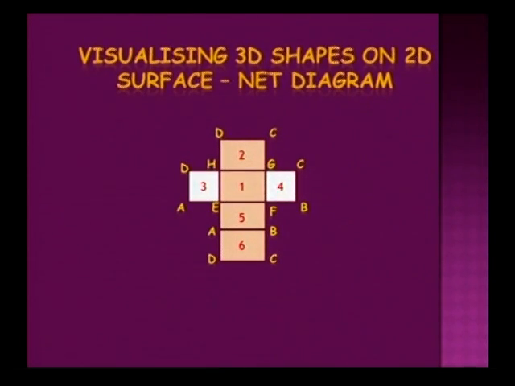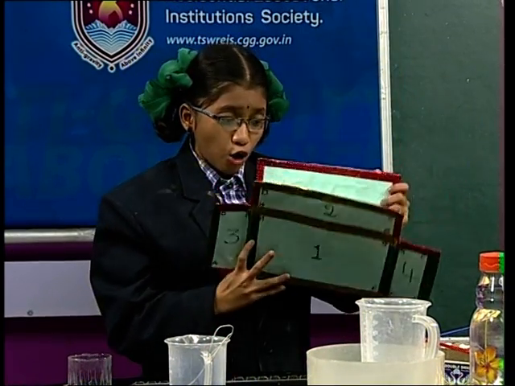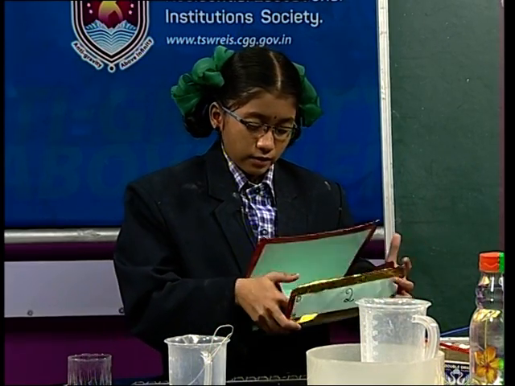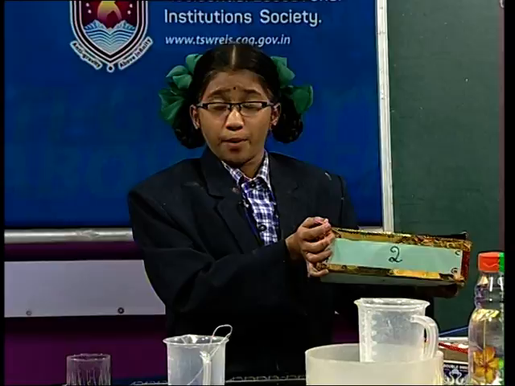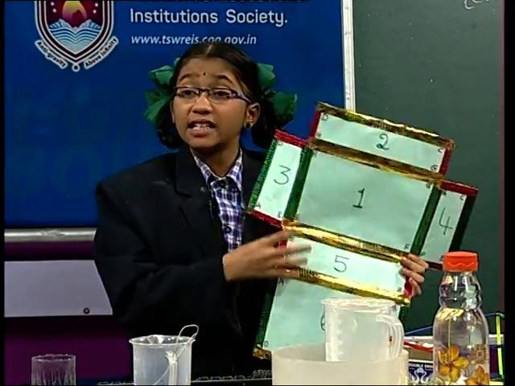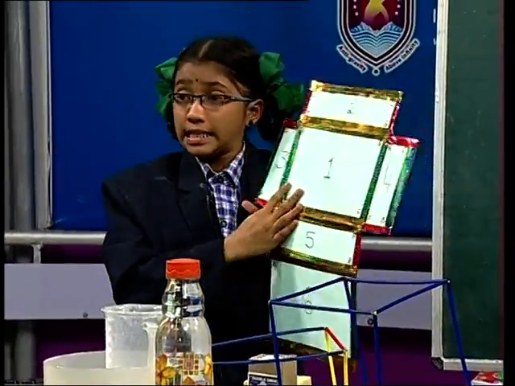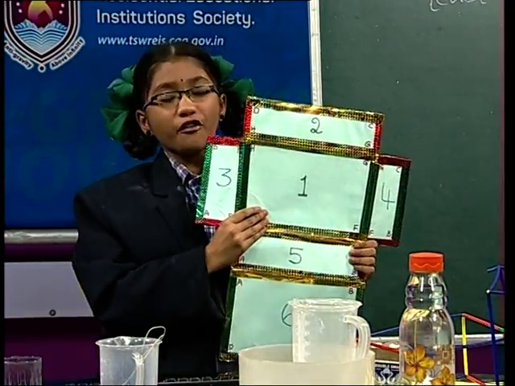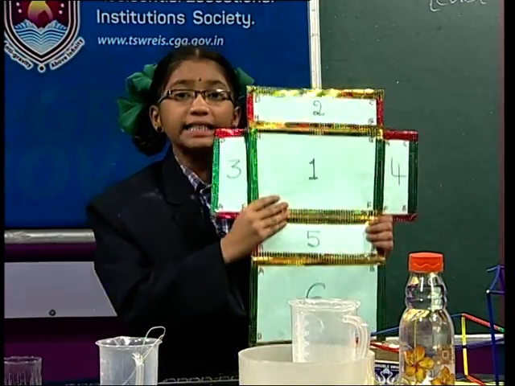In this picture, we have to observe that visualizing 3D shapes on 2D surfaces is called the net diagram. So net diagram is nothing but, when we close it, it is a 3D shape. When we open it, there are 2D surfaces. So it is nothing but visualizing 3D shapes on 2D surfaces, called a net diagram.